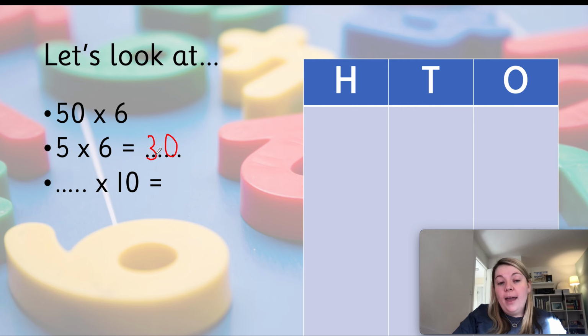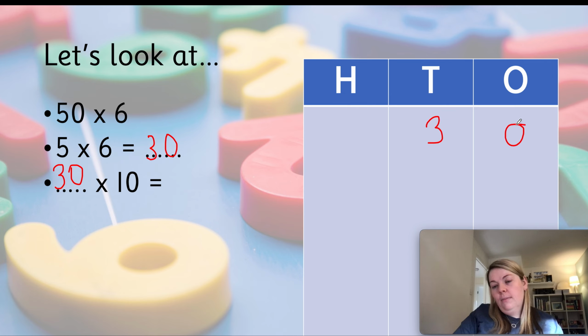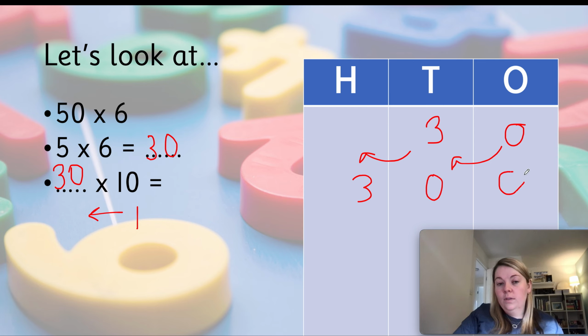So, once I've got my answer to the times table that helped me, which was 30, I then need to multiply it by 10, because I haven't multiplied by 10 up here, I just multiplied 5 times 6. If I do 30 times 10, my 3 goes in my tens column, my 0 goes in my ones column. To multiply by 10, I move 1 place value column to the left. So my 3 goes to my hundreds, my 0 goes to my tens, and a 0 goes in the empty place value column. So 30 times 10 is 300.